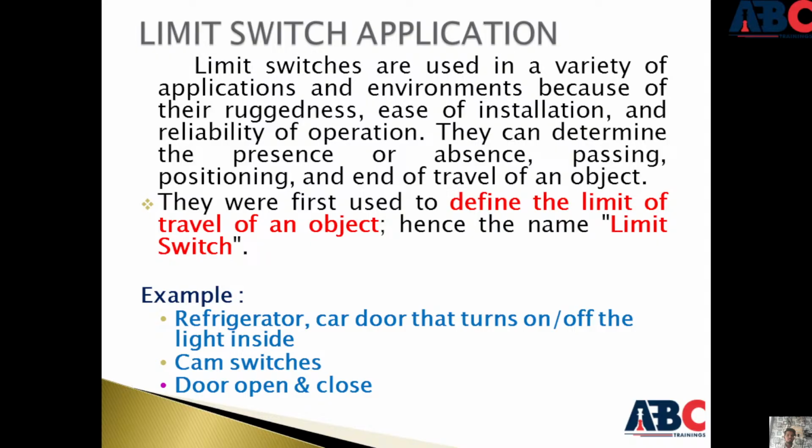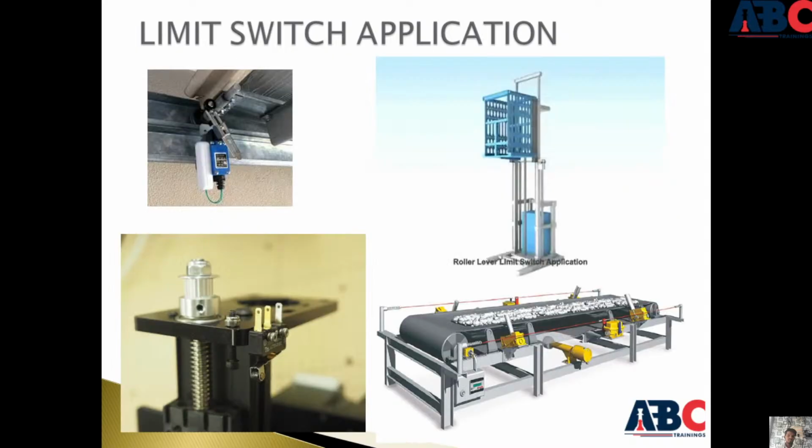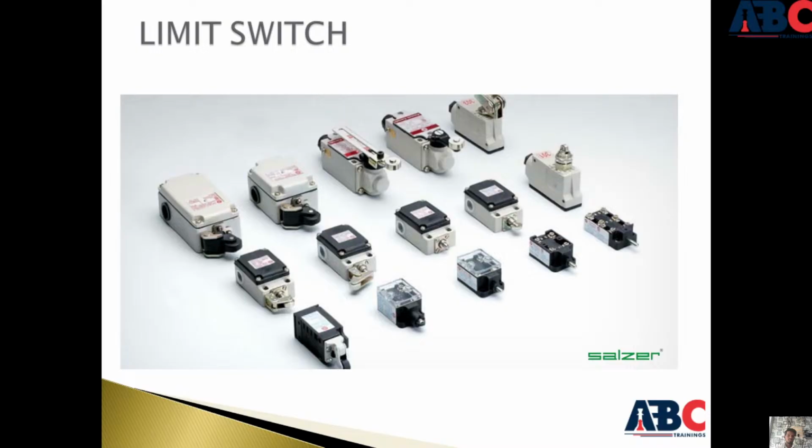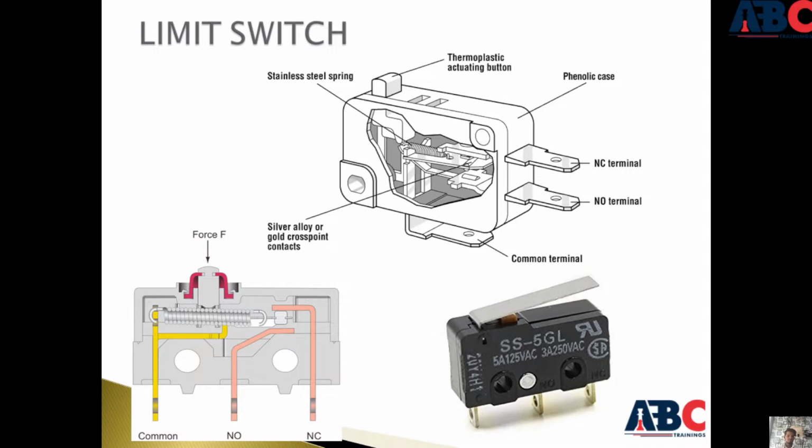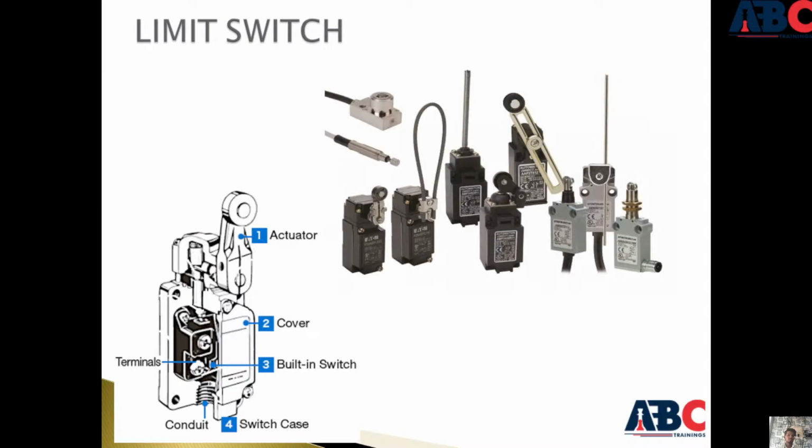Example: a refrigerator door that turns the light inside on or off. Cam switches, door open and close. These are some limit switch applications. Limit switch mechanism: common, NC, the process pulls the diaphragm towards the limit switch. This is the internal of a limit switch: stainless steel spring, silver alloy or gold contact, common terminal, terminal, phenolic case.